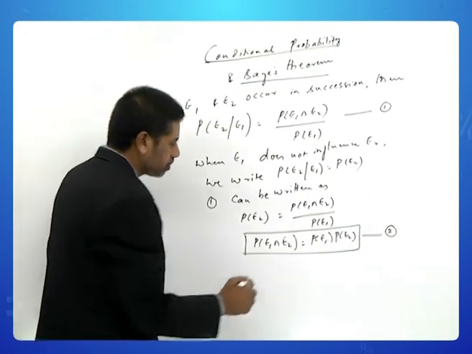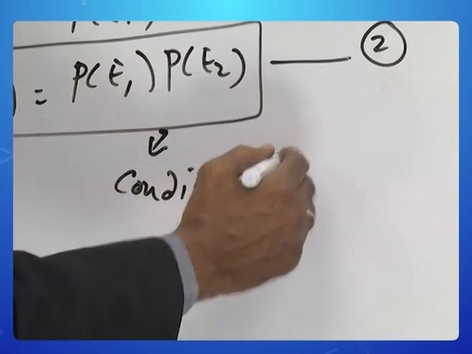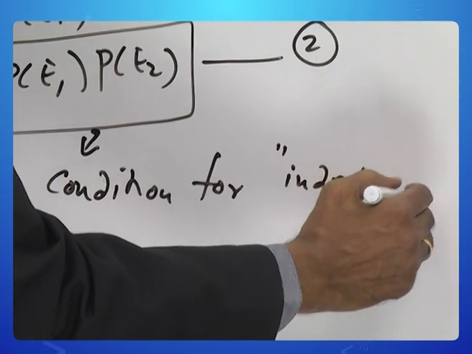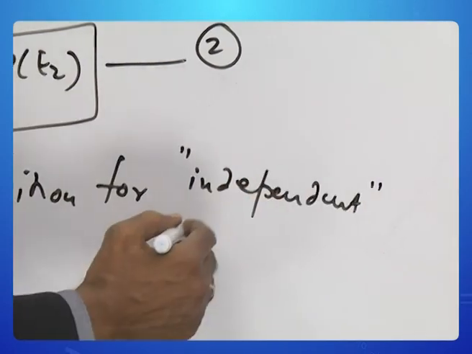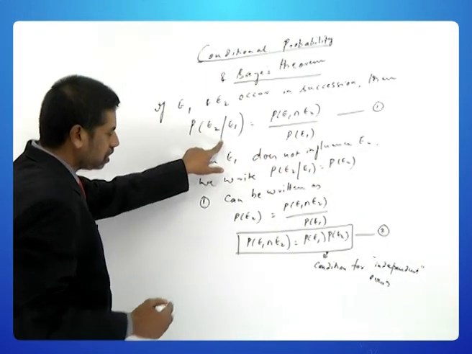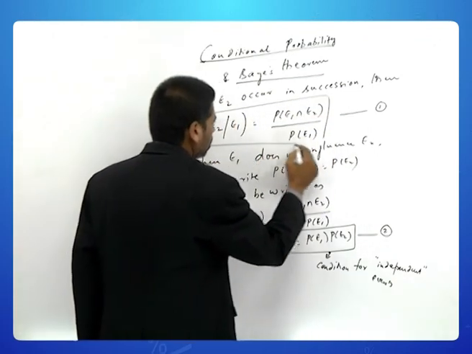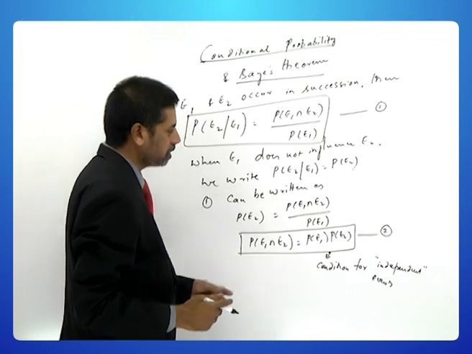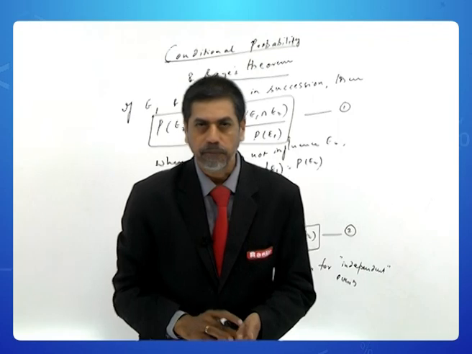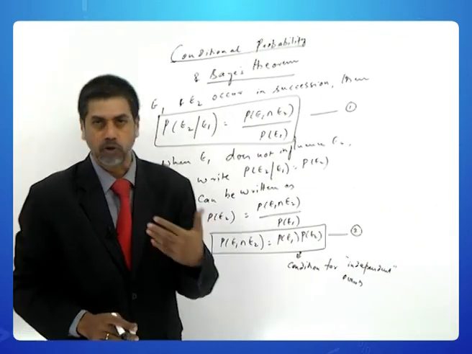So, this is to be treated as the condition for independent events. This can be remembered as a formula, but it does not hold when the events are not independent. So, one has to carefully observe and then look into it. If the information is that E1 and E2 are independent, then you can invoke this formula. Otherwise, you invoke the conditional probability rule.